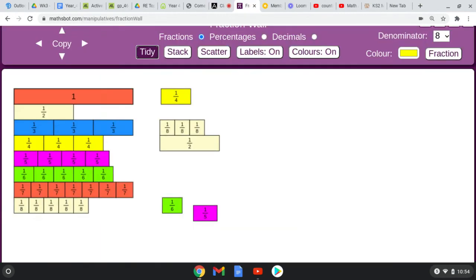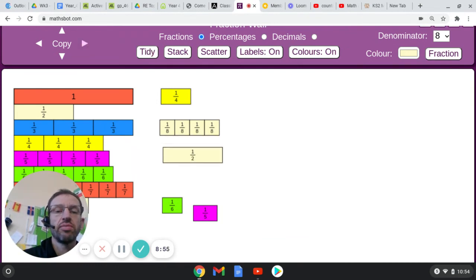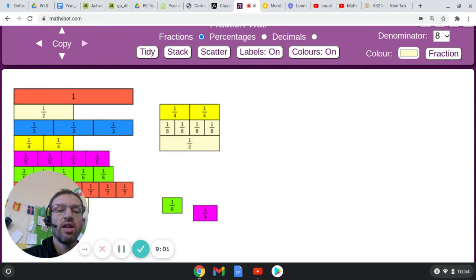4/8. Let's look at 4/8. Give me one more, please. Look at that. 4/8 is a half. What else is 4/8? I think it might be 2 of these then. If it was 1/4, it's 2 quarters. So 4/8 is the same as a half, and it is the same as 2 quarters.